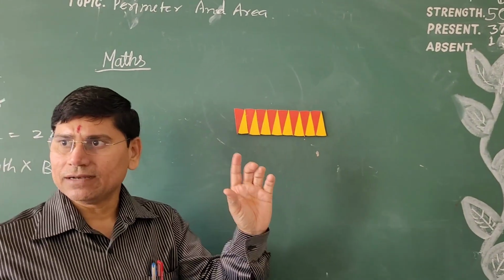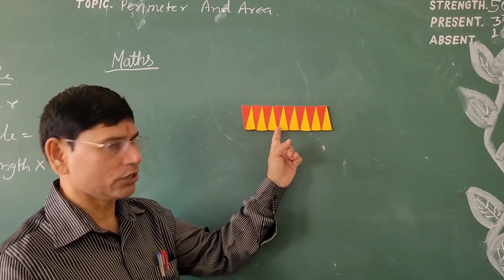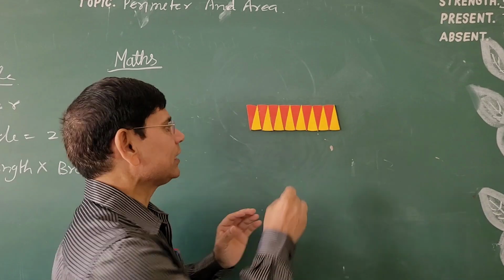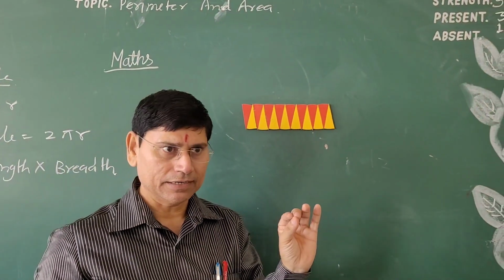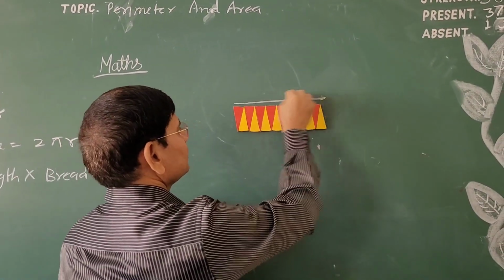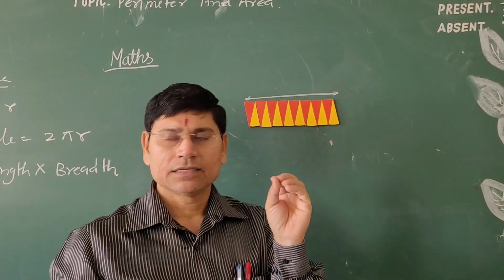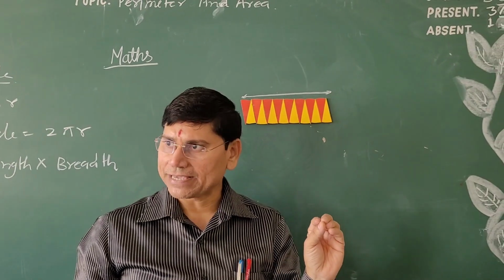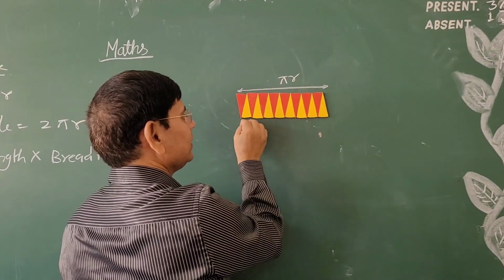So here this semicircle, red part, and the semicircle of yellow part are converted in this form. So we can say that this is the form of a rectangle. Clear? And you just see that the length of the red part, that is half the circumference of the circle, is pi r. So the length of the rectangle is pi r.